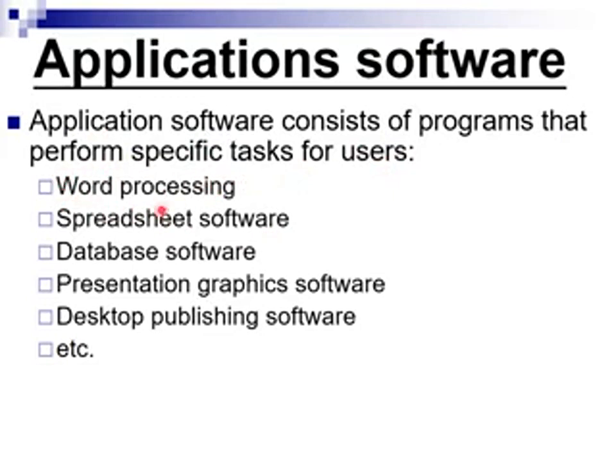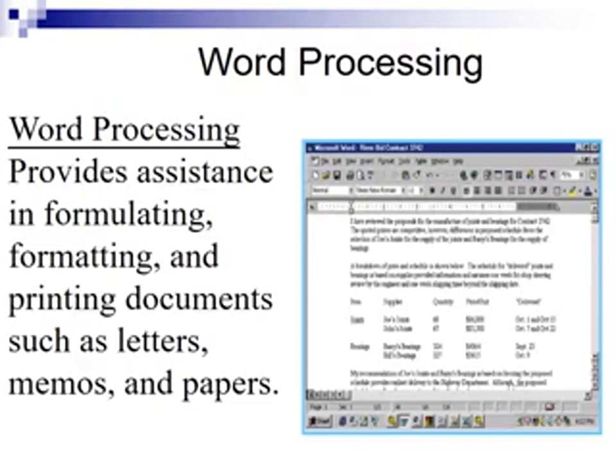I said application software consists of programs that perform specific tasks for a user. Word processing helps you to type a document, for example. A spreadsheet helps you do a number of other things, which I also included in the next slide. For example, word processing provides assistance in formulating, formatting, and printing documents such as letters, memos, and other papers. This is just an example, Microsoft Word. So it's there for you to perform a particular function.